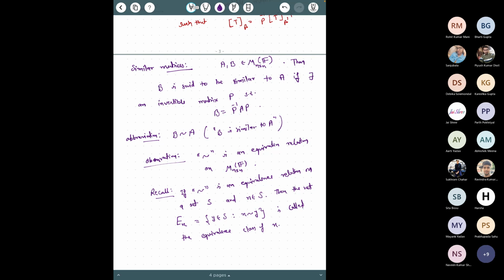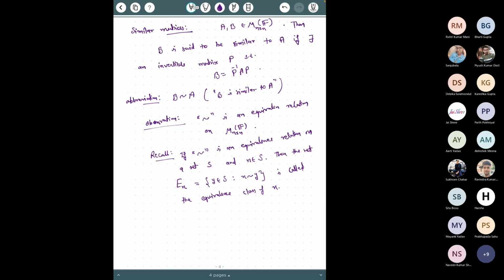We can say this for every equivalence relation. In particular, our interest is in the equivalence relation defined by similarity of matrices. If we take any matrix A, then the equivalence class of A is the collection of all matrices which are similar to A. These equivalence classes provide us a partition of the set S. There is a result that says that.